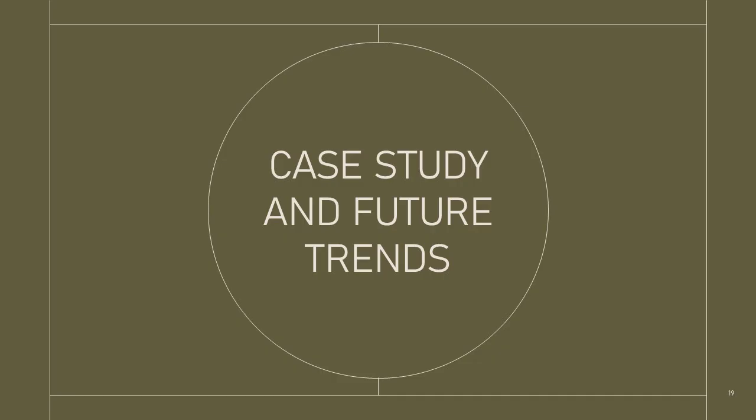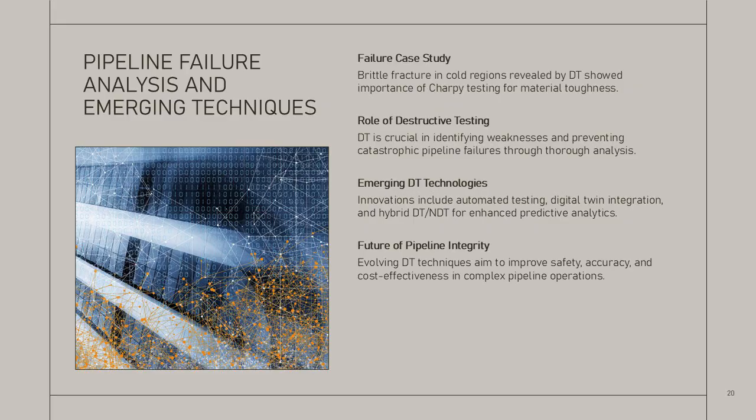Pipeline failure analysis and emerging techniques. A notable case study involves a pipeline failure due to brittle fracture in a cold region. Post-failure analysis using DT revealed inadequate impact toughness, highlighting the importance of Charpy testing during material selection. Such incidents underscore the role of DT in preventing catastrophic failures.